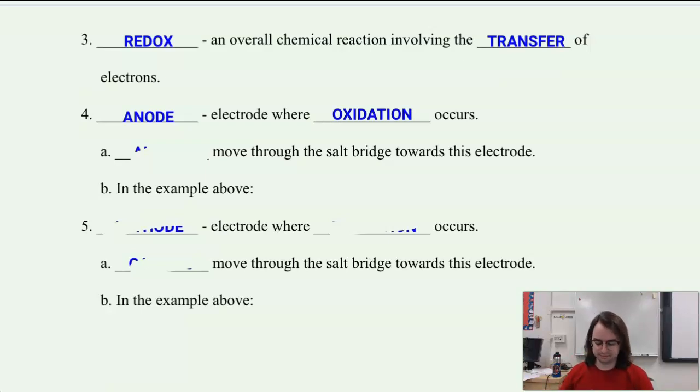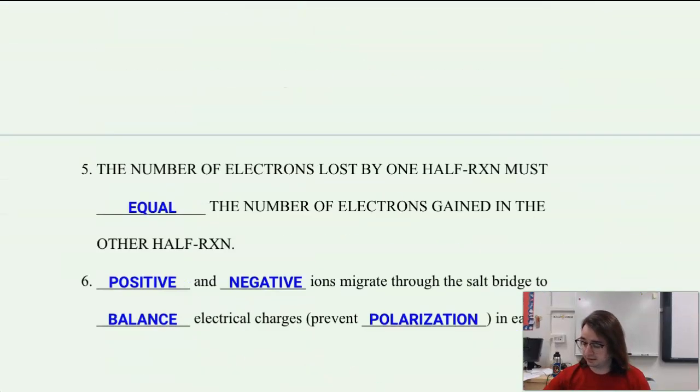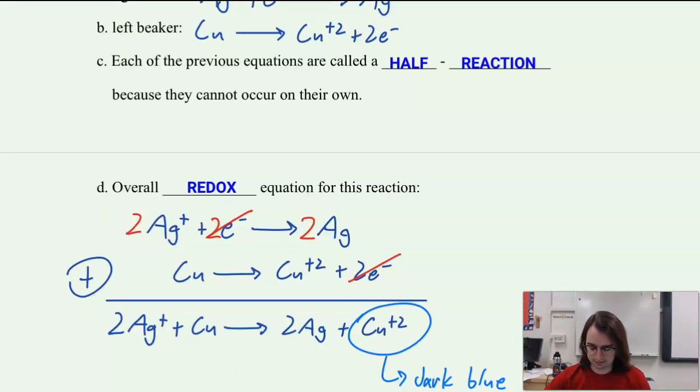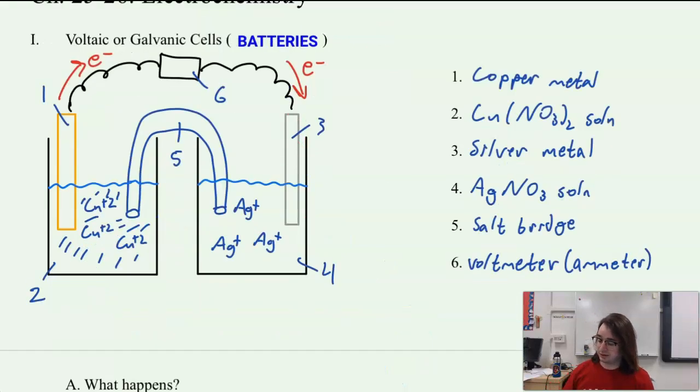So let's go back and look here. If we're looking at this solution, which is the one where oxidation occurred? Is it the silver metal or is it the copper metal? Well, based on what we saw before, oxidation was occurring at the copper electrode. So we could label this as the anode. And the anode is negatively charged. So, again, that's where oxidation is occurring in this particular cell, right?